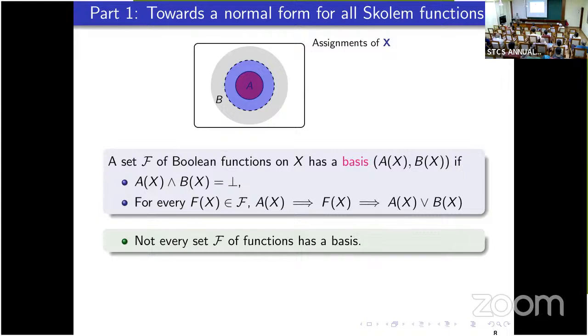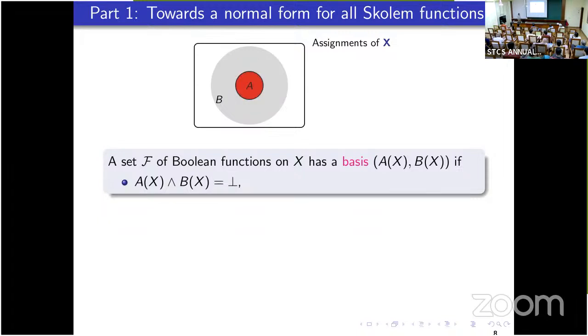AX and DX are functions. They're like subsets of the set of assignments. And so AX and DX, the intersection is... Yeah, in your picture, B is the annular region. B is the annular region.